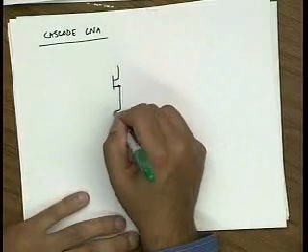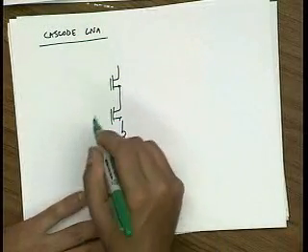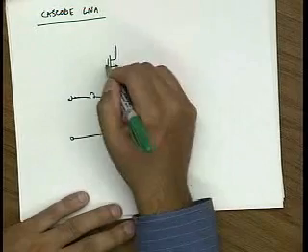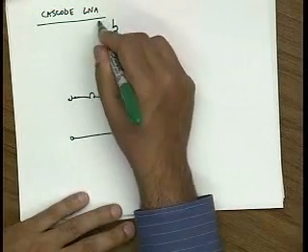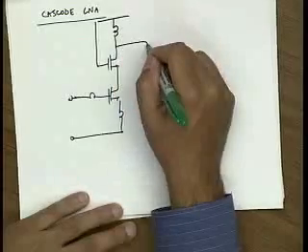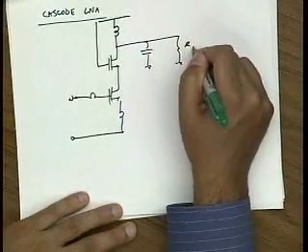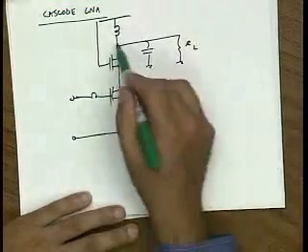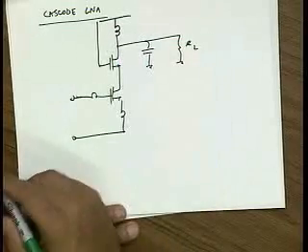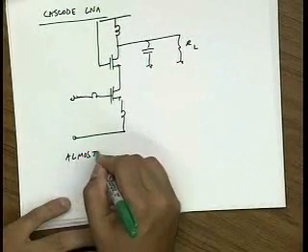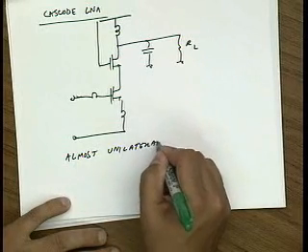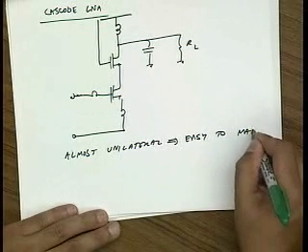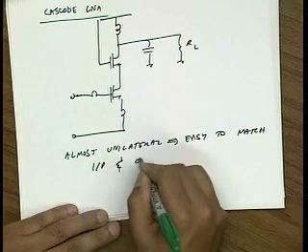So again, same architecture, inductively degenerated. And let's say I have a tuned output network. And this RL is either the next stage or it's the actual load. And I can also impedance match this, of course, to be the optimum load impedance. So this device is almost unilateral, and so it's easy to match both the input and the output for gain.